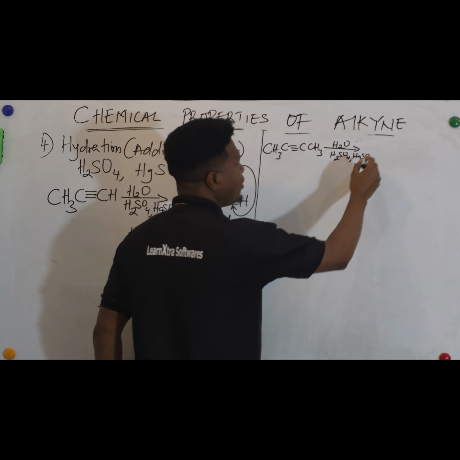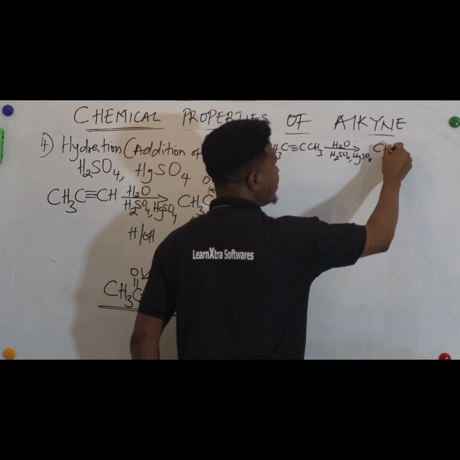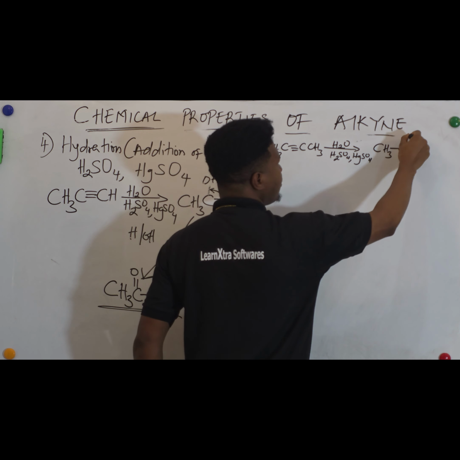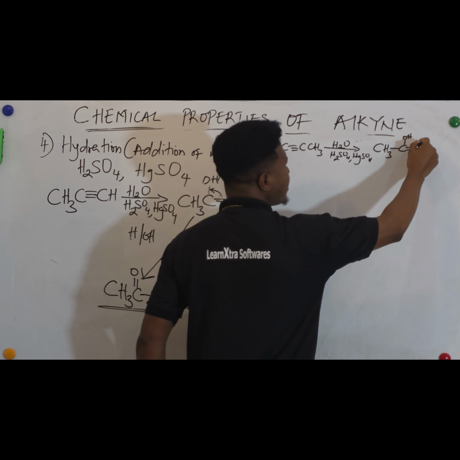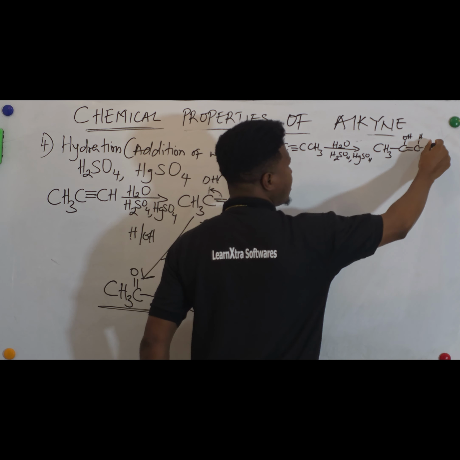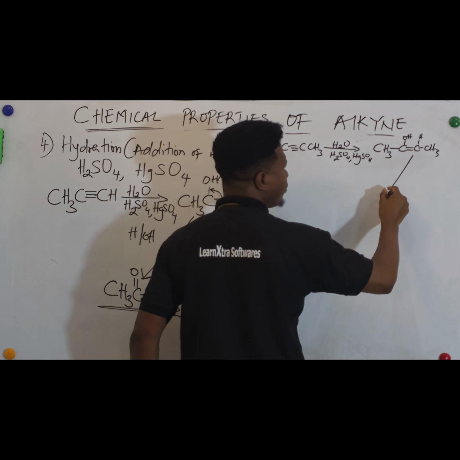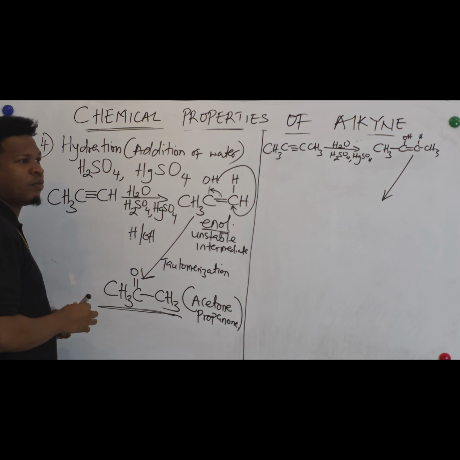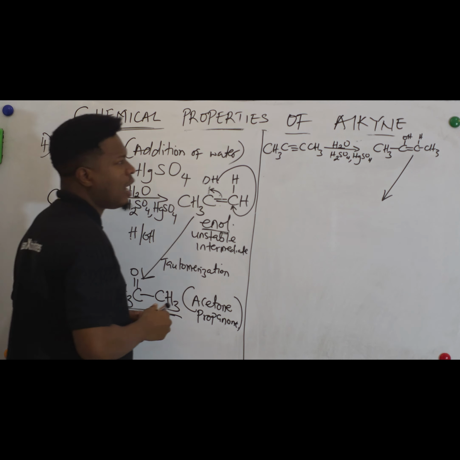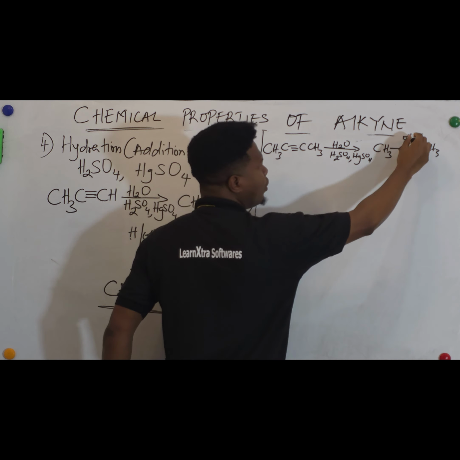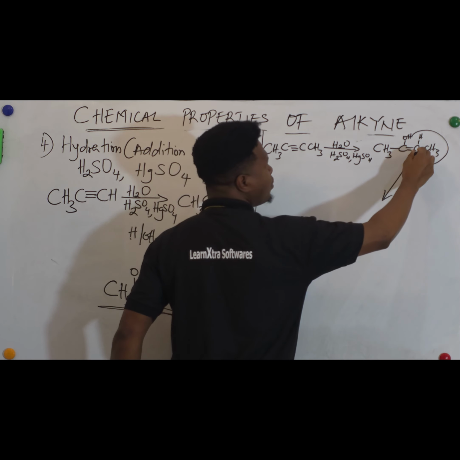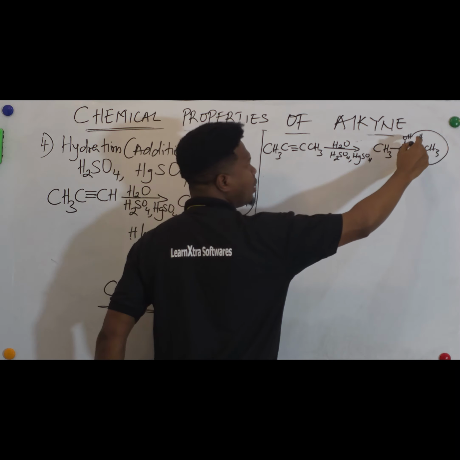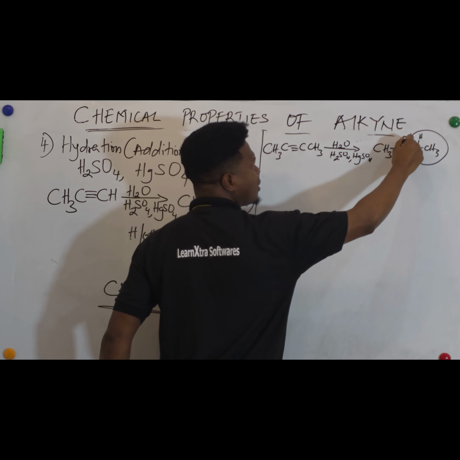So you have CH3, C, let's add OH here, for example, double bond, C, let's add H here, and then we have CH3. So now, what next? This is the enol. So the enol will rearrange. How will it rearrange? The hydrogen from here will go to the adjacent carbon, the one that has the double bond. Then the pi bond will rise.